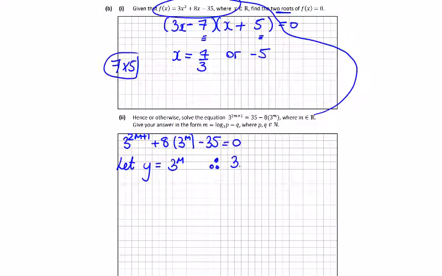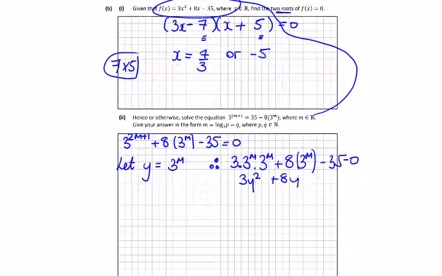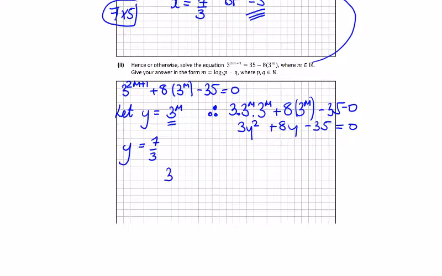Therefore we have 3 by 3 to the power of m by 3 to the power of m plus 8 by 3 to the power of m minus 35 equals naught. So we'd have 3y squared as above plus 8y minus 35. So that's the basis of these index equation questions. We've already solved here for x, and y will be the same. We can't have a negative with these index equations. So we're going to say here that y is equal to 7 over 3 as the solution. So we can say that 3 to the power of m is equal to 7 over 3.